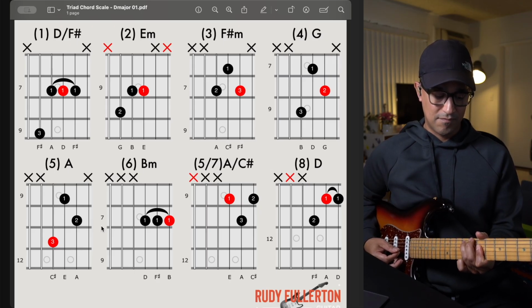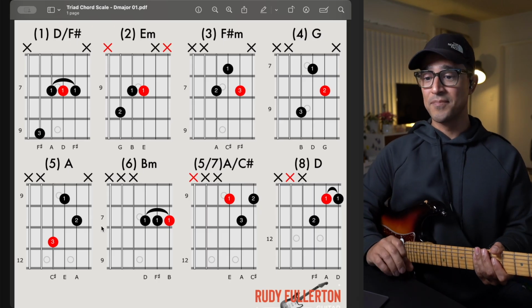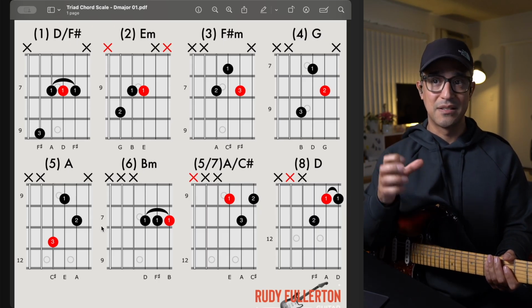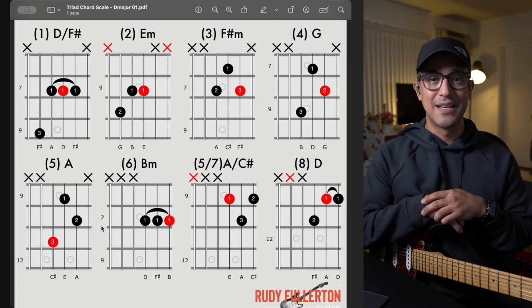So try out these chords in your own playing. You can kind of just grab them, put them in your chord toolbox, so to speak, and use them right away.